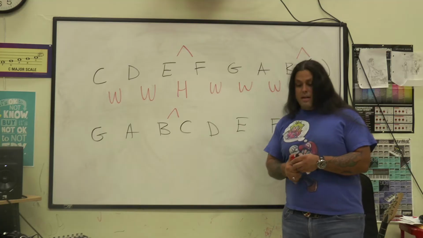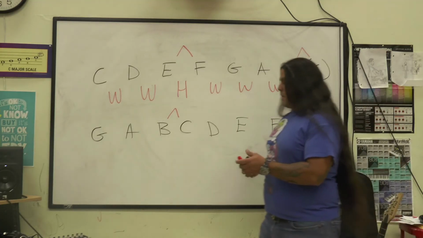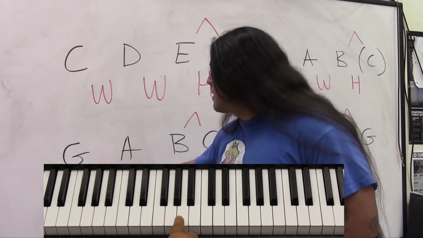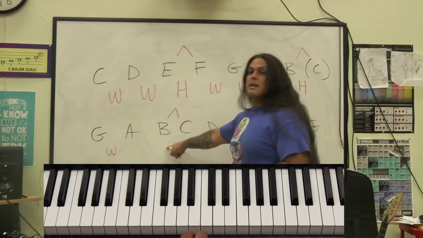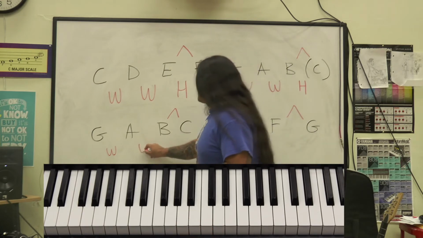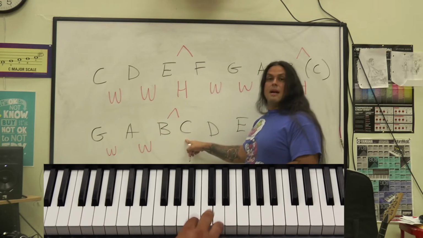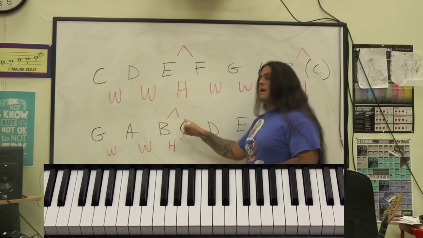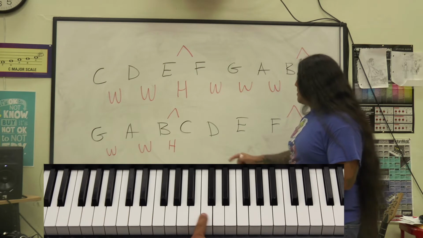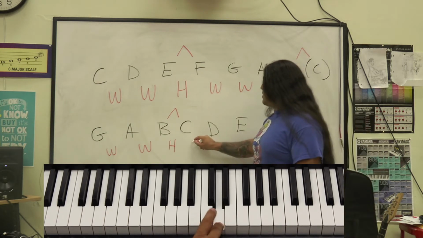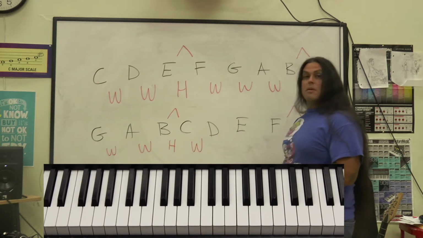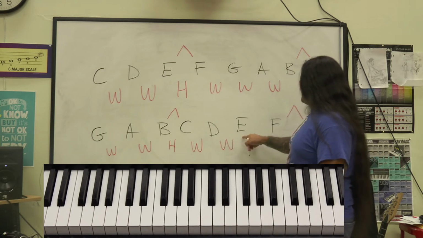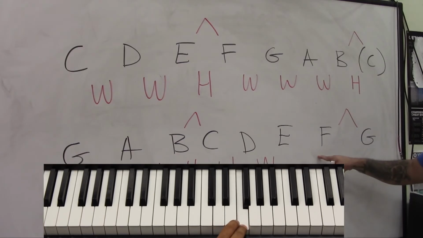Okay, so let's go ahead and look at these intervals. G to A, is that a whole step? Yes. Okay, we're good. A to B, is that a whole step? Yes. B to C, is that a half step? Yes. There's no black key on the piano between B and C, so it's a half step. C to D, is that a whole step? Yes. So far we're doing good. D to E, is that a whole step? Yes. E to F, is that a whole step?